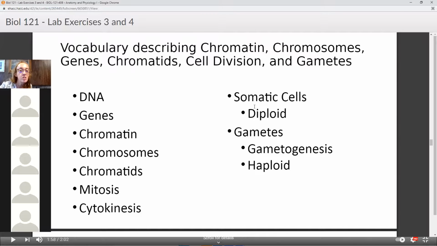We have two types of cells. We have somatic cells that have one chromosome from the mother, one chromosome from the father, and we have 23 pairs. When gametes are formed, gamete meaning your sex cells, the sperm and the egg, they are haploid, meaning they only contain one of each pair of the 23 pairs of chromosomes you have.